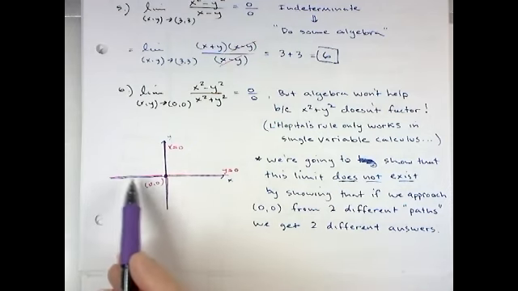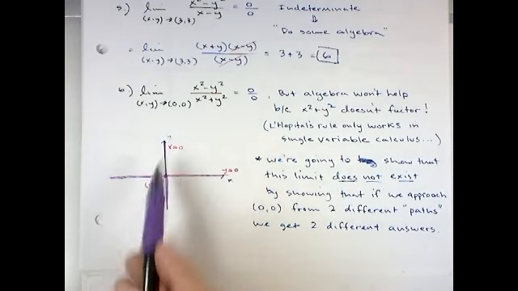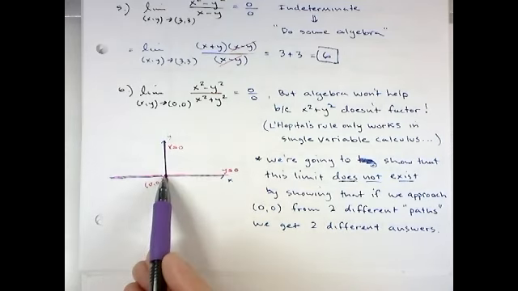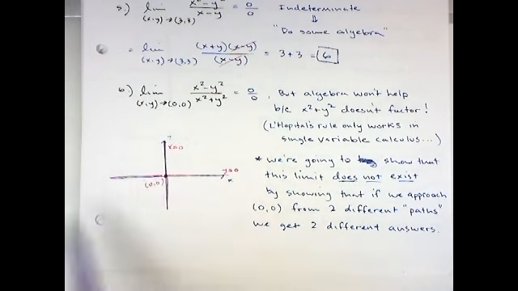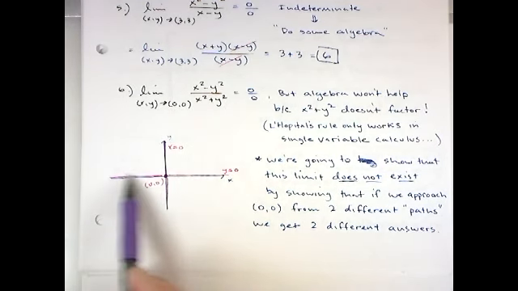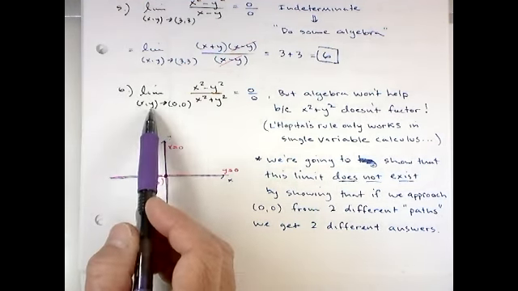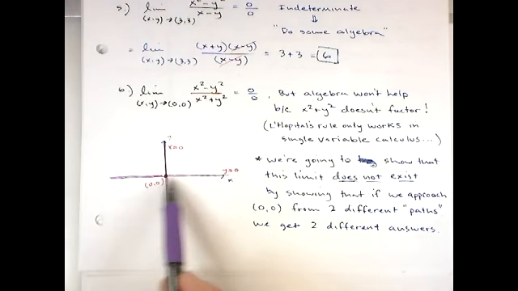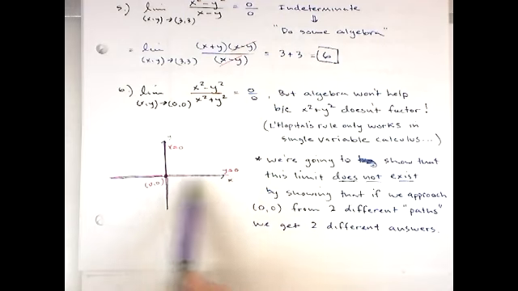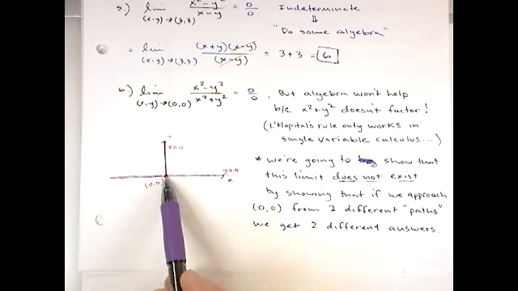Now, one difference here from 17a is x and y is approaching 0, 0. In 17a, we only had x approaching a number, so if you're stuck on the x-axis, you can only approach an x value from either the right side or the left side. But if we have y to play around with as well, we get to approach 0, 0 along any line or equation or graph that goes through 0, 0.